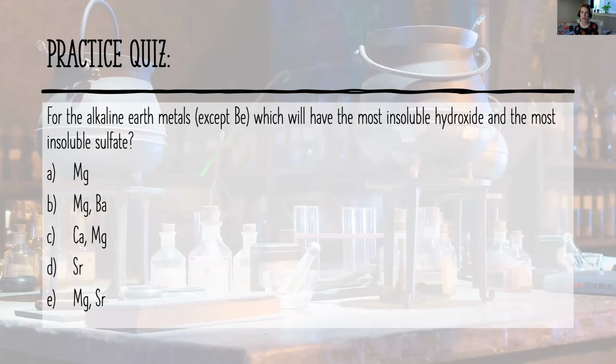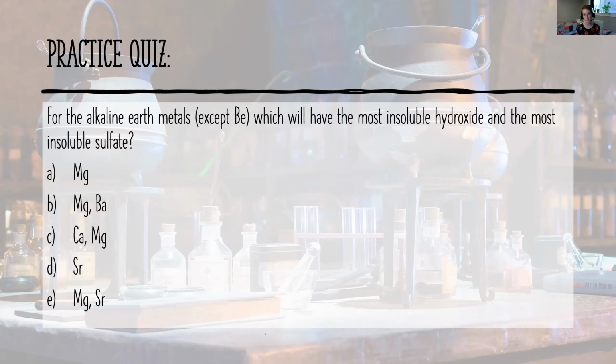So when you think about lattice energies and lattice enthalpies, the smaller the distance between the two anion and cation pair, then the stronger the Coulombic force, right? And so the magnesium hydroxide was the most insoluble hydroxide. So that takes us down to A, B, and E. And so which is the most insoluble sulfate?